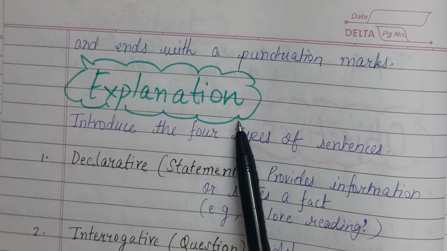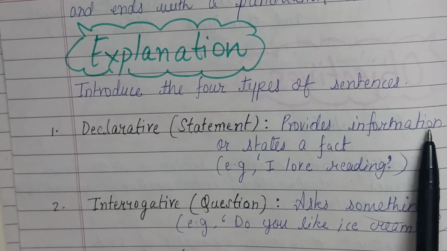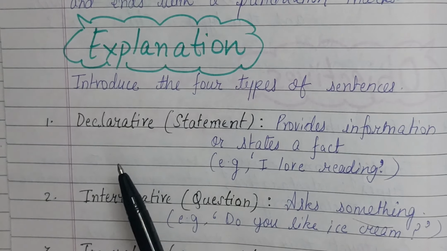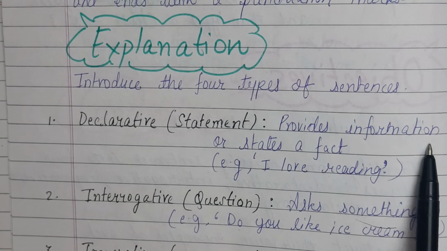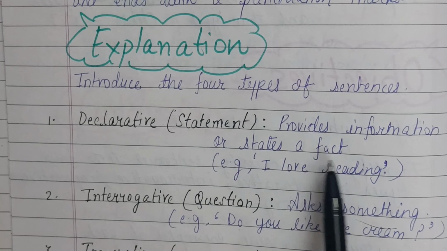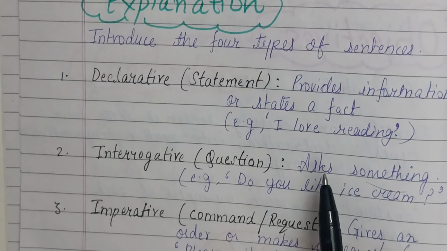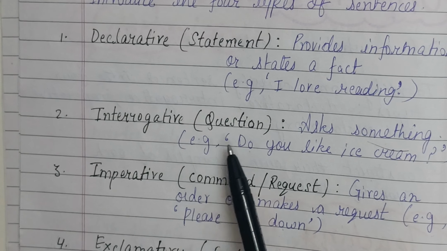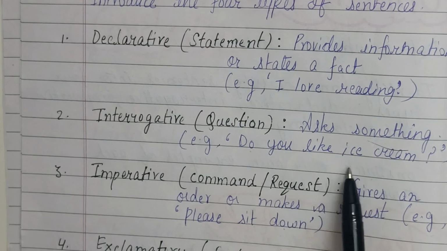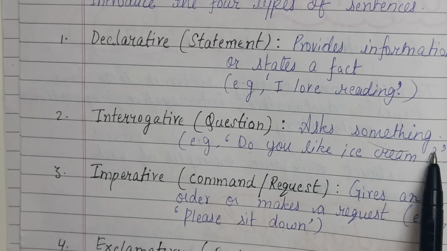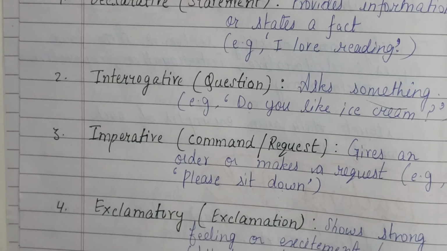After that, explain the 4 types of sentences. First, declarative means statement. So it provides information or states a fact. Example, "I love reading." Interrogative means question. If you ask something like, "Do you like ice cream?" So, question mark. This is the question sentence, interrogative.